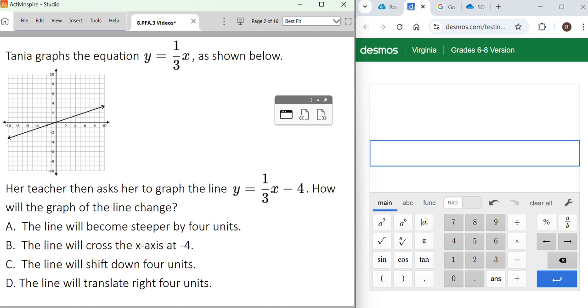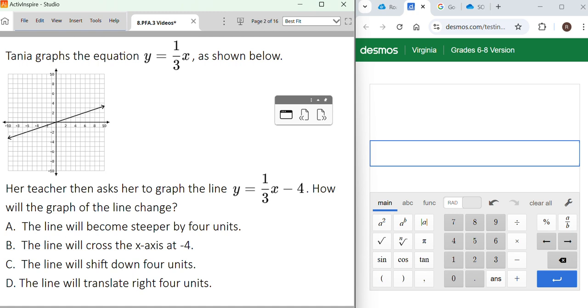Tanya graphs the equation y equals 1/3 x as shown below. That means there's no y-intercept, so it goes through 0, 0, and the slope is up 1 over 3. Now, her teacher then asks her to graph the line y equals 1/3 x, which is the same, minus 4. How will that change the graph?